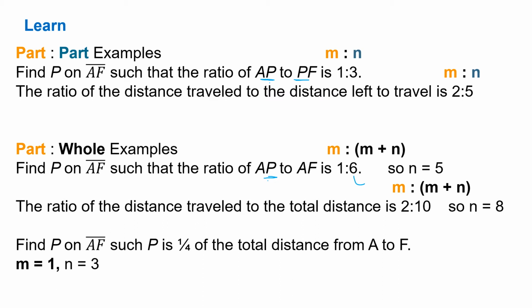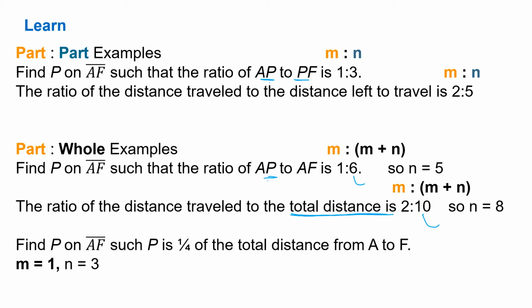This is what it looks like in words. The ratio of the distance traveled to the total distance is 2 to 10. Again, because this second number is to the total distance, it's a part-to-whole relationship, so we have to subtract the first number in our ratio to find N. So 10 minus 2 is 8, N is 8.